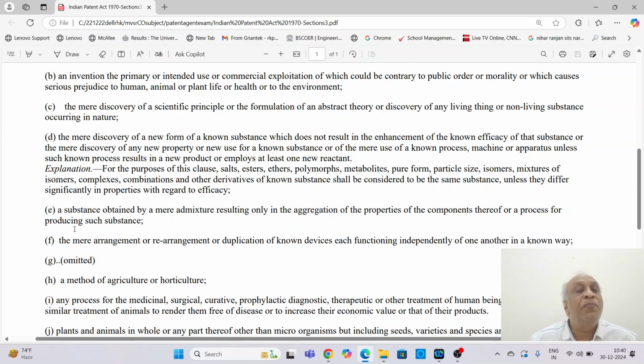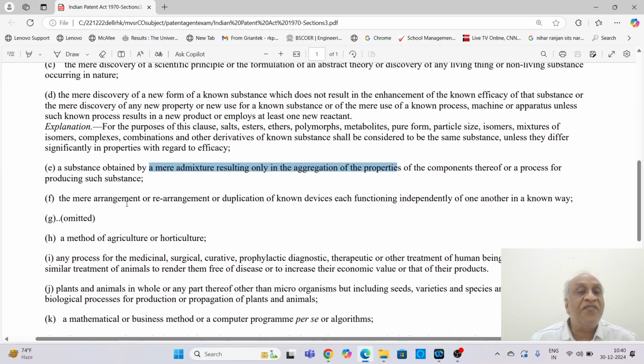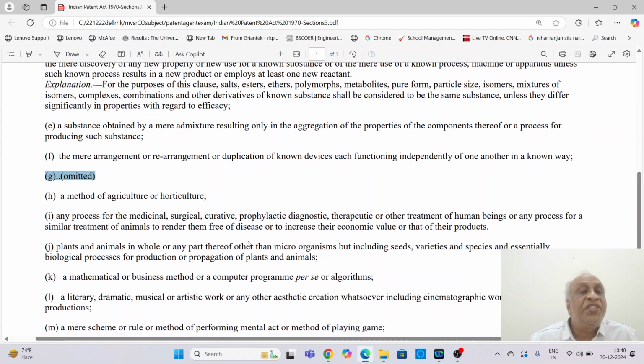What it says is this cannot be patented: a substance obtained by a mere mixture resulting only in the aggregation of the properties of the components, or a process for producing such substance. Section 3F, what it says, if I arrange or rearrange or duplicate known devices, each functioning independently of one another in a known way, this cannot be patented. Section 3G is omitted. So we should always remember, if a question comes asking what is Section 3G, it is omitted. Section 3H says methods of agriculture, methods of horticulture cannot be patented.